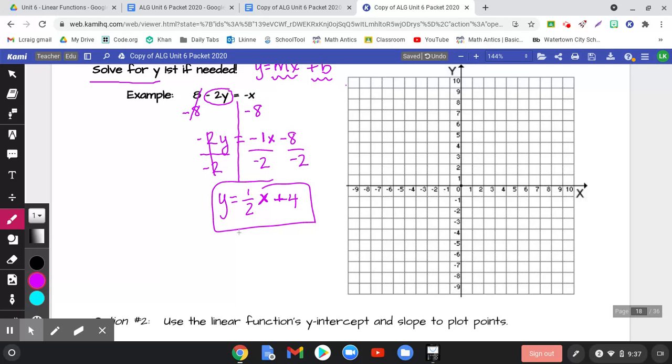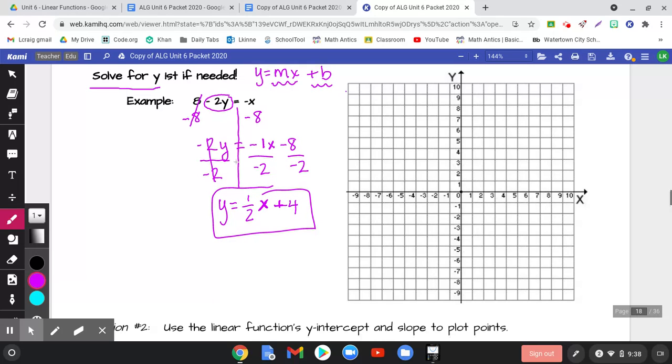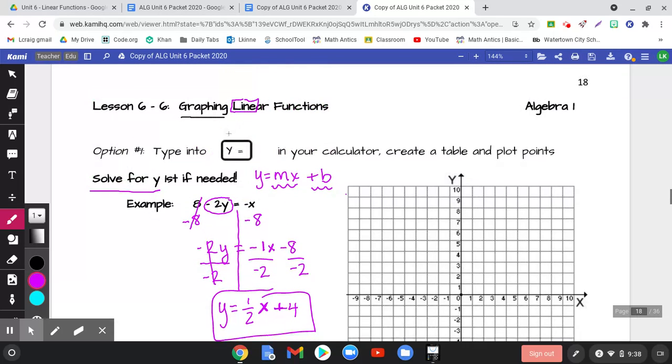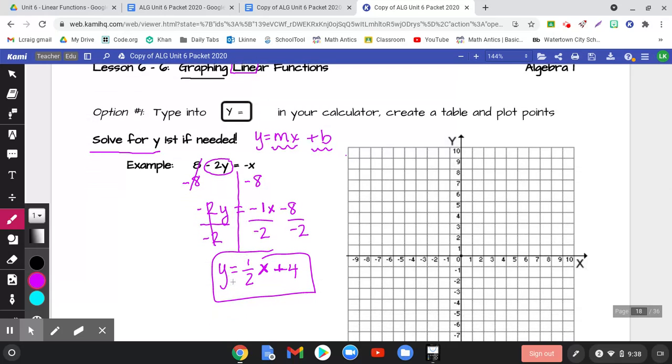All right, so typically I would say, let's find the slope and y-intercept and graph from there. Our slope is 1/2. Our y-intercept is positive 4. But we're going to do this method today. Well, this method first. So method 1 is to go to y equals in your calculator. That's the whole point in solving for y. So the y equals is the button.